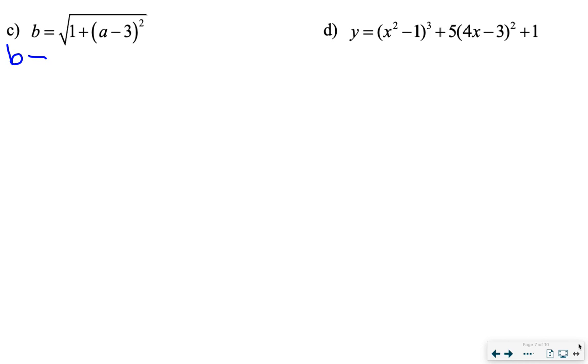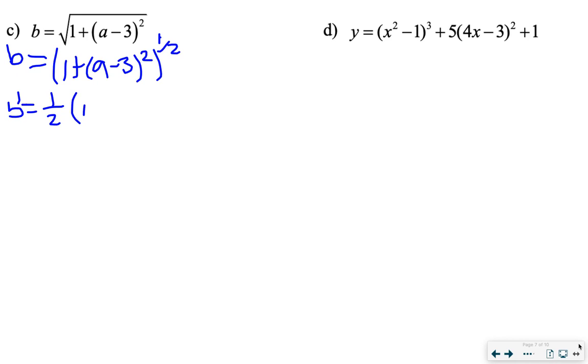Okay, so b equals 1 plus a minus 3 squared to the 1/2. There we go. Okay, so now I take my derivative. So my b prime is 1/2 times 1 plus a minus 3 squared to the negative 1/2.